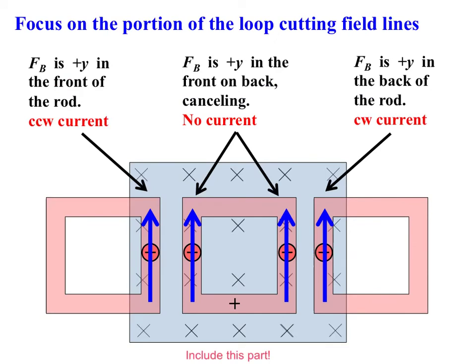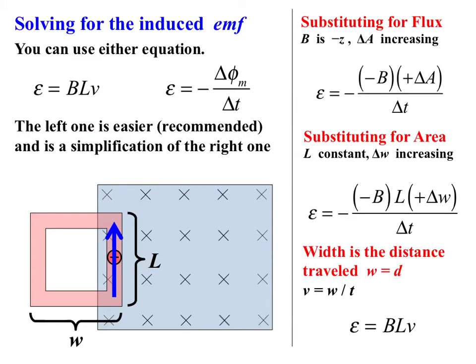So here's a summary of what's happening. Now, again, this is situational. It does depend on the direction of the magnetic field. If the magnetic field were flipped, everything would be in the opposite direction. Now, we've seen the first equation before, this one. But now we introduced this one. Again, the left one is definitely easier, and it helps if you understand where it comes from.